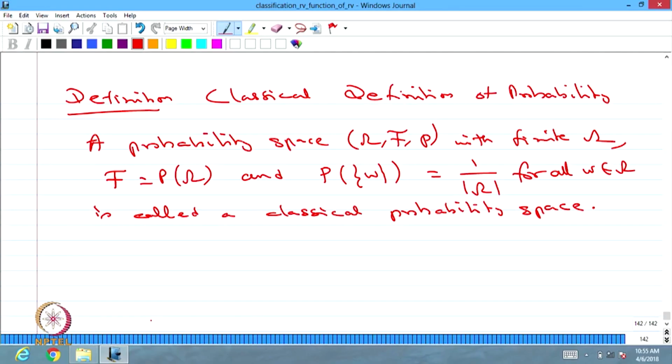The probability measure P, defined on a probability space where omega is finite, F is the power set of omega, and P on each possible outcome is equally likely, that is 1 divided by the number of elements in omega, is called a classical probability measure, and the probability space is called a classical probability space. So the classical probability space is a special case of the probability space we defined earlier, called the axiomatic definition of probability.